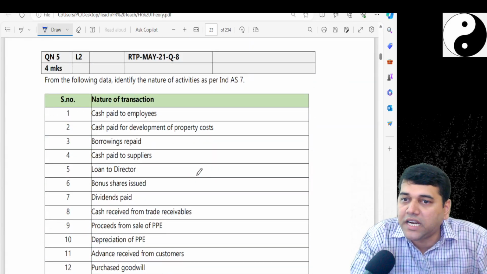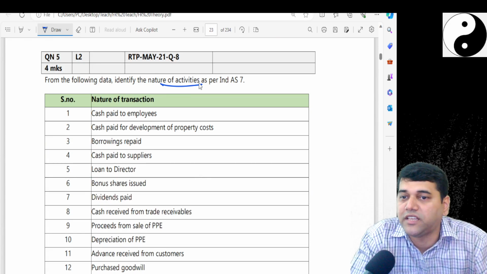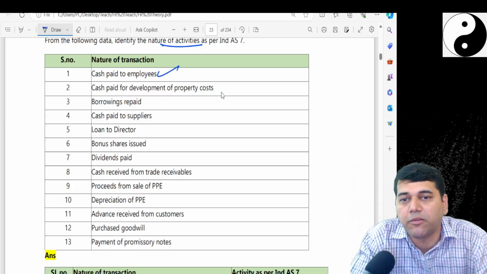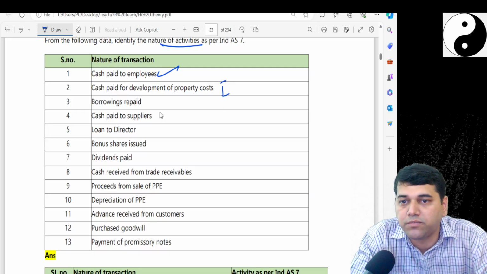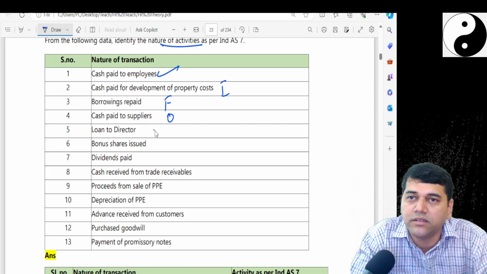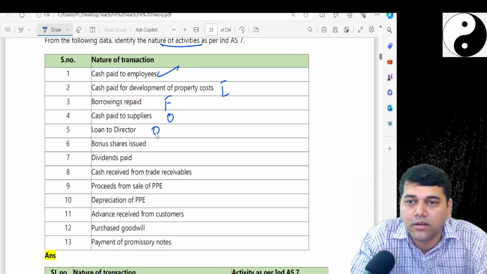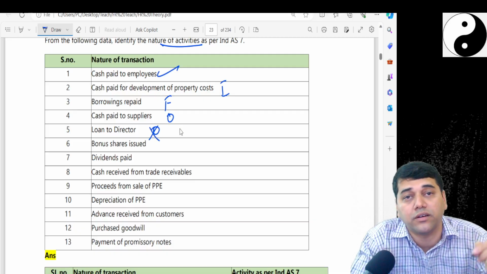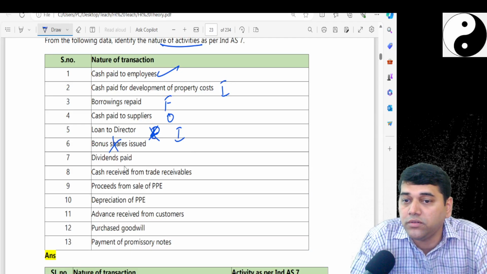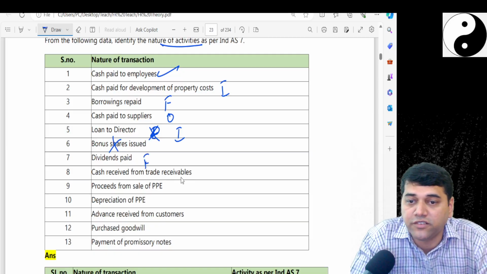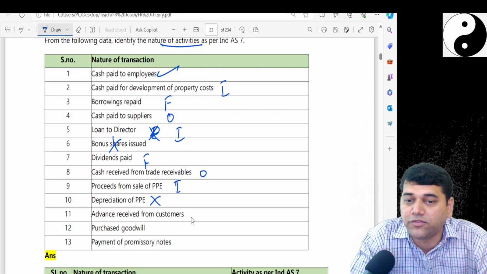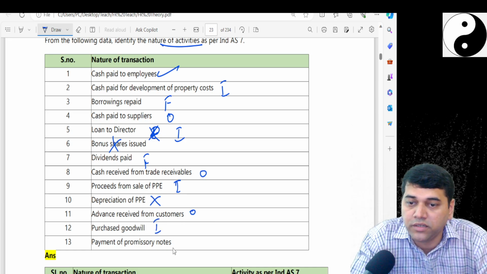Okay, one question came in the RTP. Identify the nature of activities as per Ind AS 7. Cash paid to employees, operating. Development of property cost, investment. Borrowing repaid, financing. Supplier, operating. Loan to director, it's not operating, this is a loan, investment. Bonus shares issued, not included. Dividend paid, financing. Cash received from trade receivables, operating. Advance from customer, operating.